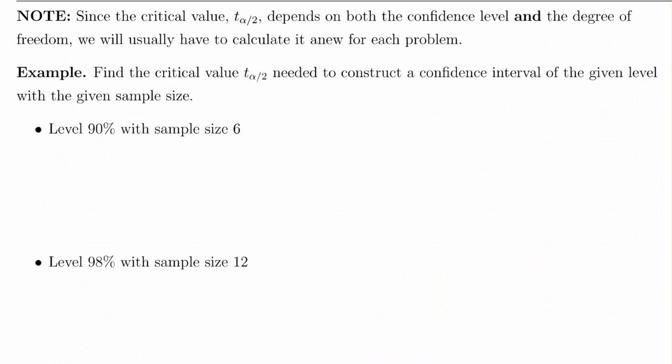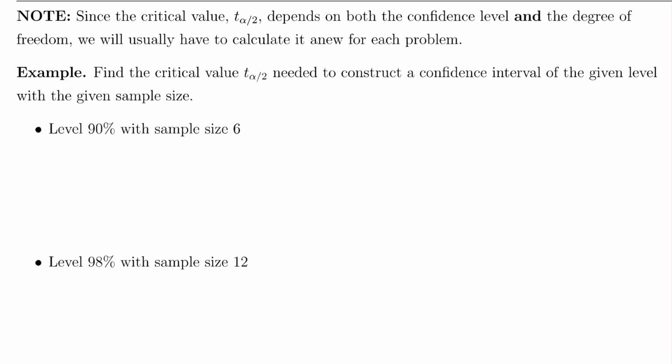Now one thing to note before we go forward is that since the critical value for our standard deviation unknown case depends on both the confidence level and the degrees of freedom, we will usually have to calculate it anew for each problem. We're not going to be able to do like we did in our last lesson, of having a list of a lot of known ones, because it turned out if it was a normal distribution and you had a 90% confidence level, there was one specific z-score attributed to that. Here, since it depends on two things, the confidence level and the degrees of freedom, we'll have to calculate it anew each time.